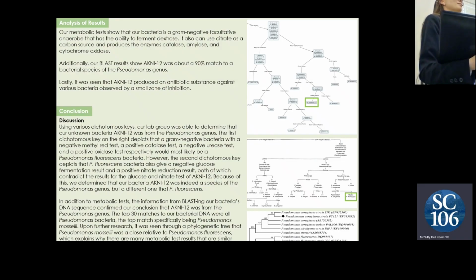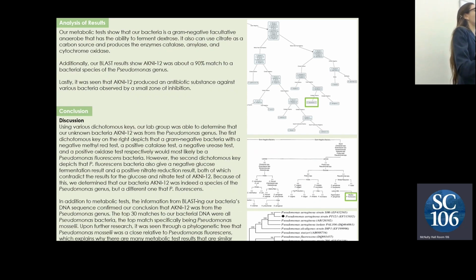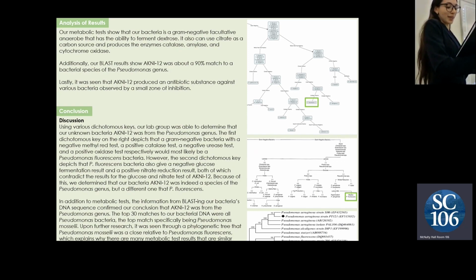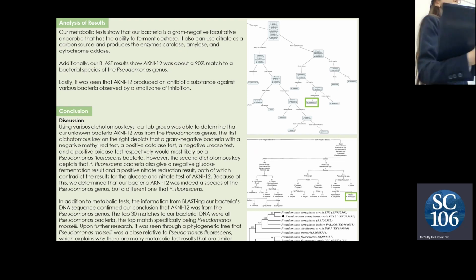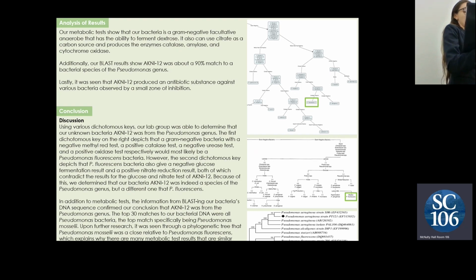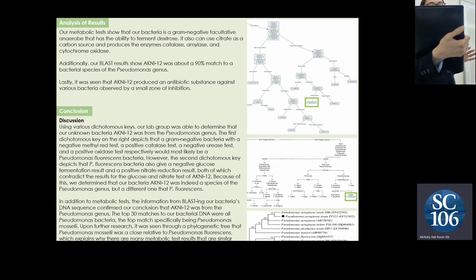So using an outsourced company, Dr. Hill sent our organism out to another company where they sequenced our DNA for us. And we were able to put the amplified DNA code into the BLAST sequencing database. And we identified the species of AKNI12 to be a type of Pseudomonas. The DNA of our species had a 90% match with Pseudomonas mucidolens, as well as a 90% match with another Pseudomonas called Pseudomonas fluorescens. So this meant there's a high probability it could be one of the two.